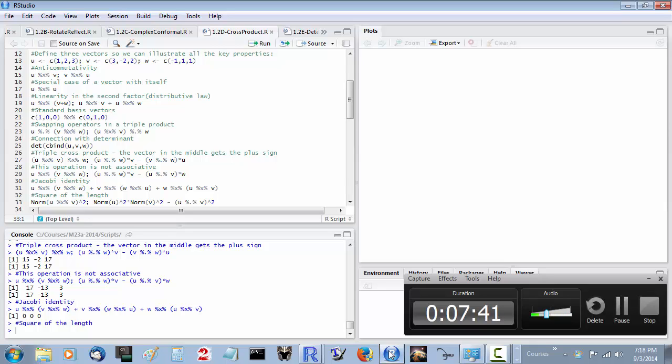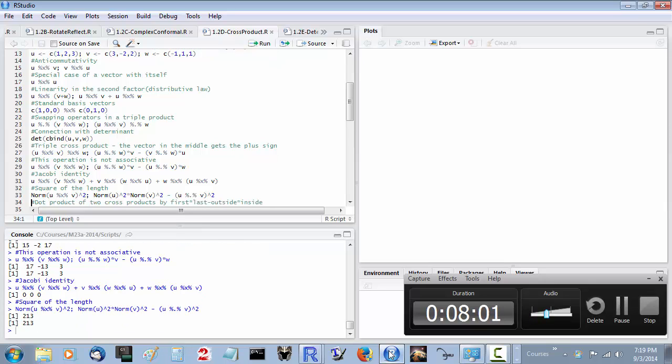What about the length of a cross product? Well, we can take the length of a cross product, we can take the length of a dot product of u and v, and we can take the product of the lengths, and the interesting result is that the length of the cross product is equal to the product of the lengths minus the square of the length of the dot product. And this will turn out to be equivalent to the well-known trigonometric identity that sine squared theta is equal to 1 minus cosine squared theta.